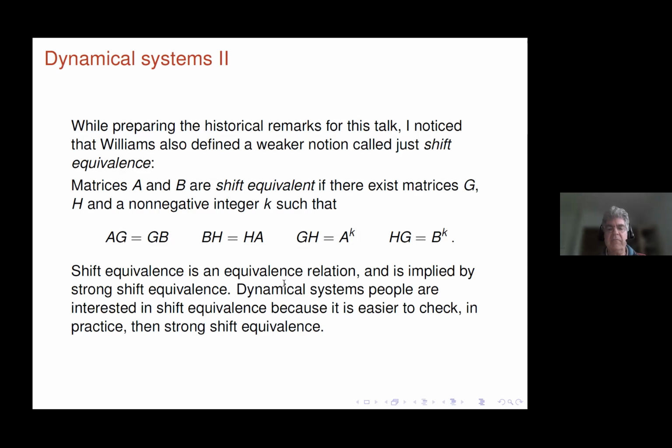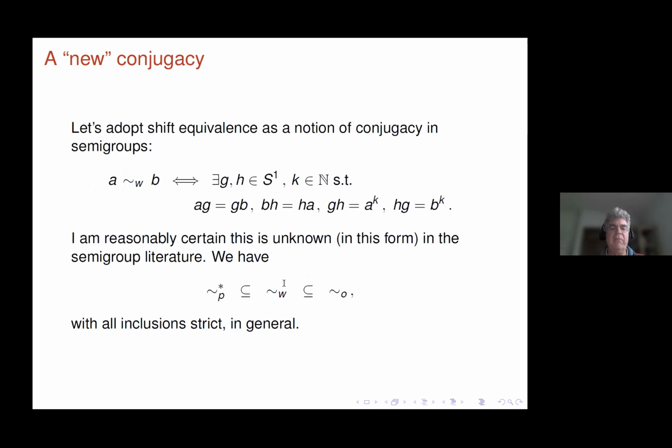Well, it's pretty clear that just messing around with symbols, you could play this game in semigroups. So let's define a brand new conjugacy in semigroups, and just see what it gets us. So here it is. We'll say that two elements of a semigroup are W-conjugate, W for Williams here, if there exist corresponding elements of S1 and a non-negative integer or natural number, such that the four equations that were on the previous slide hold, this time in the general semigroup setting.